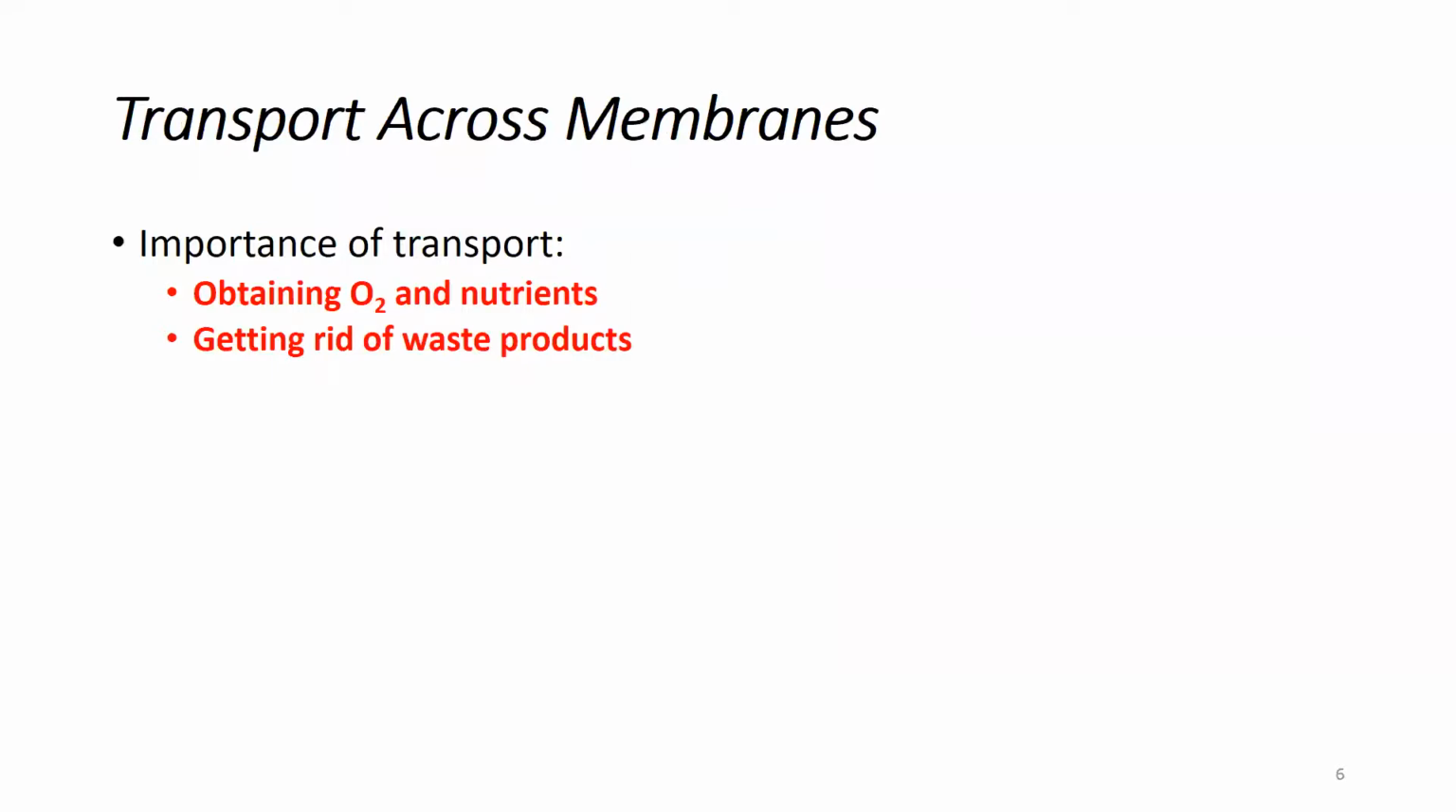All right, so importance of transport. Why is it important for the cell membrane to allow certain things to cross? Why is that important? Why is it important for the cell? Why isn't it just a big brick wall or a rigid structure that allows nothing through? Why is that not the ideal scenario here? Why do we need transport?